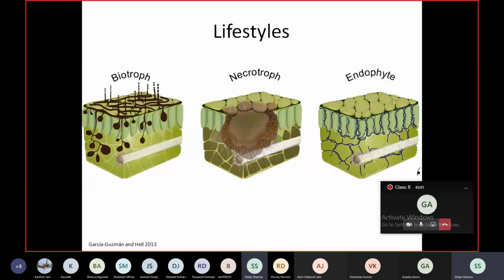Fungi exhibit three major lifestyles when associated with a higher organism. The endophytic lifestyle is when the fungus lives inside the host without negatively impacting the host. On the other hand, biotrophic lifestyle is when it thrives on the living host tissue. Here there is a negative impact, okay? While necrotrophy is when the fungus kills.